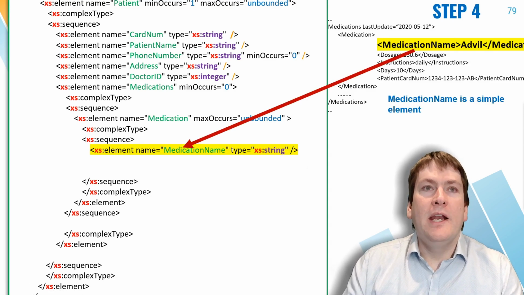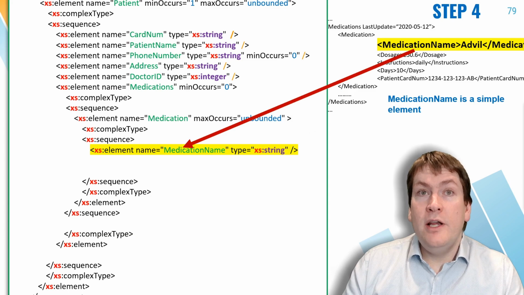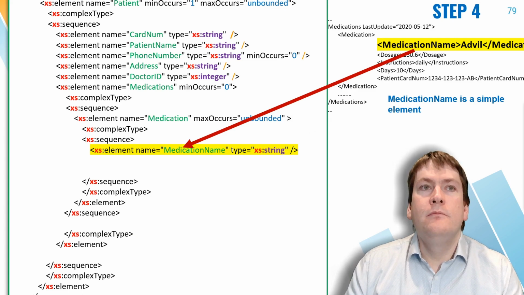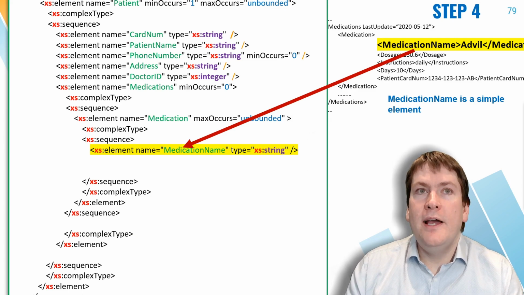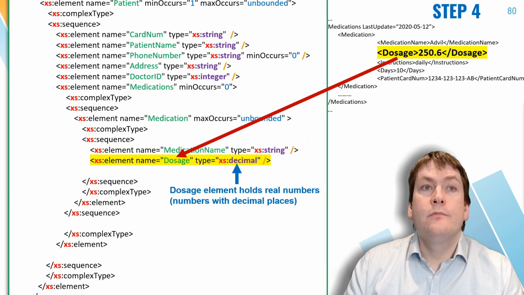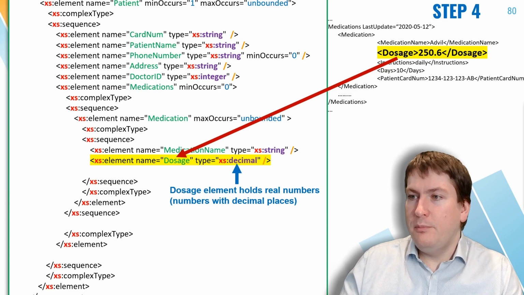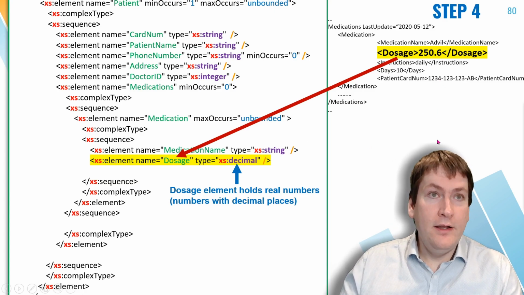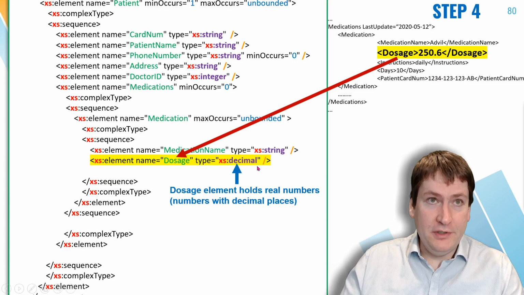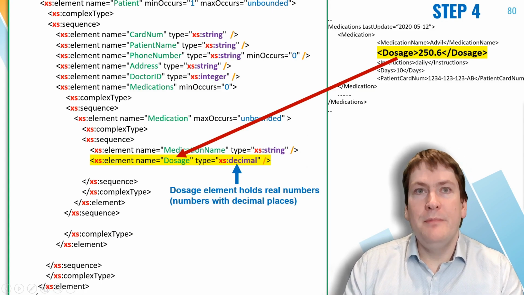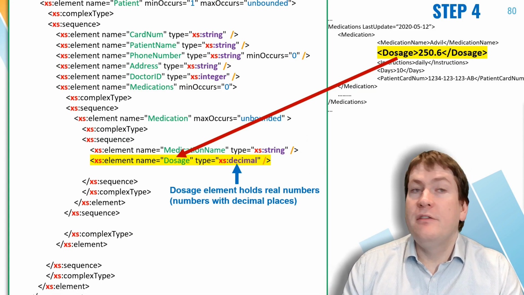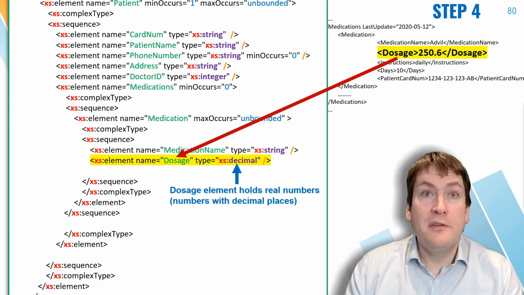The first one is the medication name. That's going to be a string because it just stores text. Simple element, so we just need one line that closes itself. The next one is dosage, and since this can have decimal points, like the 0.6 here, it means we're going to have to use the decimal type. Decimal type means that it can hold real numbers, so that's numbers with decimal places. Sort of self-descriptive there.